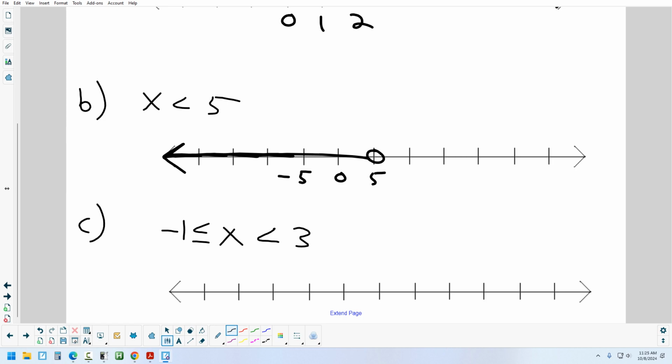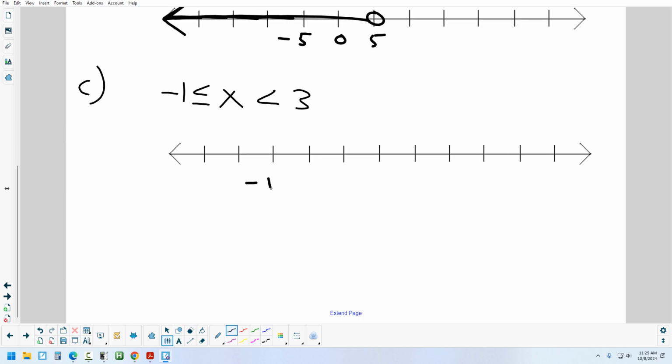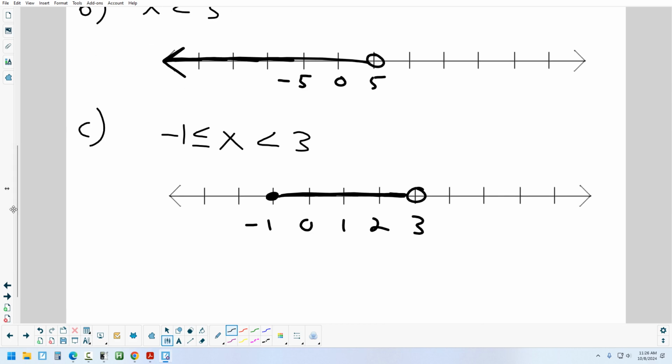Okay, and this one. You tell me. What's my first step? Closed circle on -1. Closed on -1. Okay. Open on 3. And then shade in between. Perfect. Bounded or unbounded? Bounded. Half open on the right. Any question on getting a graph from an inequality?